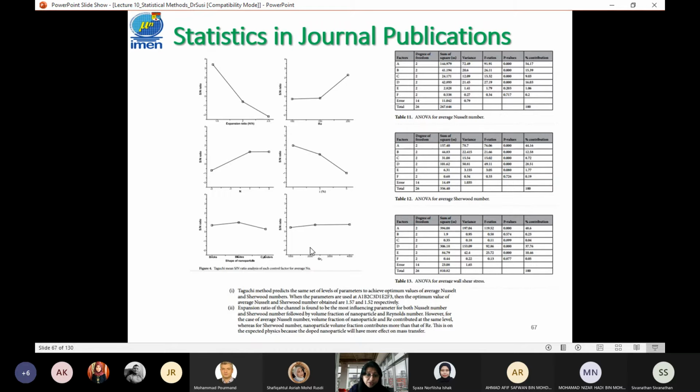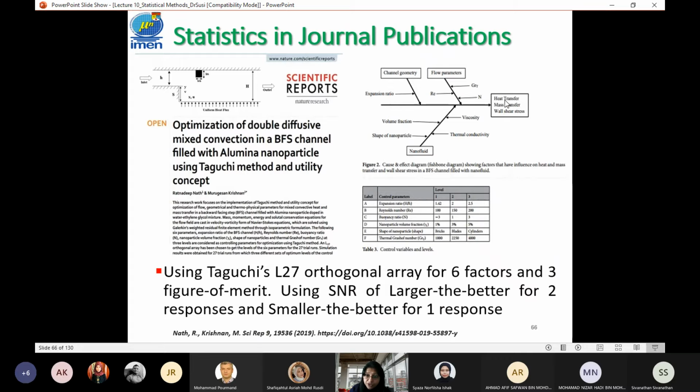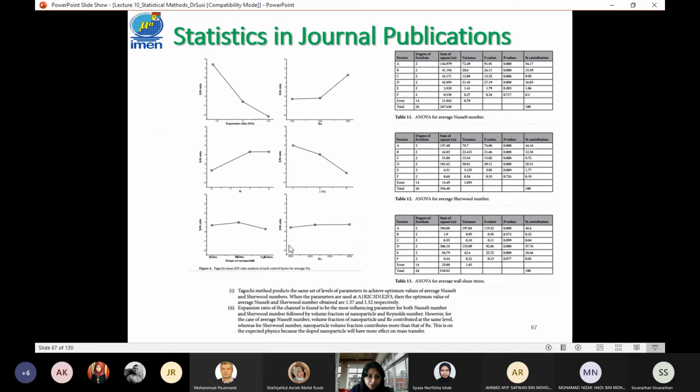You take all the higher values and you get an optimized parameter for all the six factors, which can give you high heat transfer, high mass transfer, and low wall shear stress. So this is how the Taguchi method is useful. This shows the ANOVA. Later when we look at some examples, you can also see how this ANOVA is developed. So that was just one example of a Taguchi method in a journal publication.